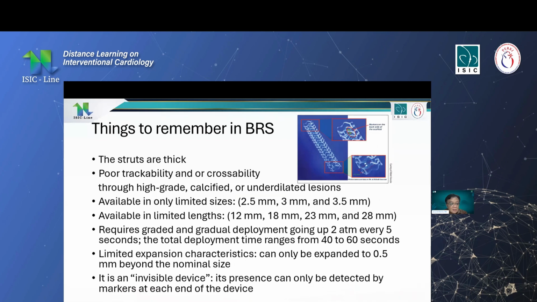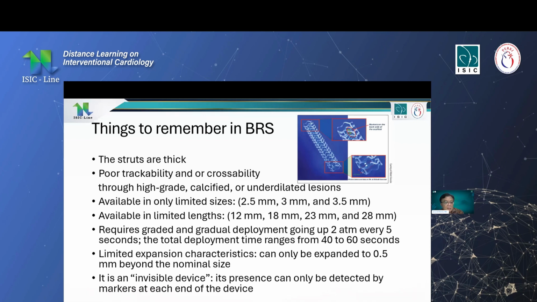The property of BRS is that the struts are thick, mostly thicker than the usual drug eluting stent. And because of that, you may encounter difficulty in crossing some lesions, especially high grade stenosis, or calcified, or maybe undilated lesions. And because this is an invisible device, trackability is also a problem.